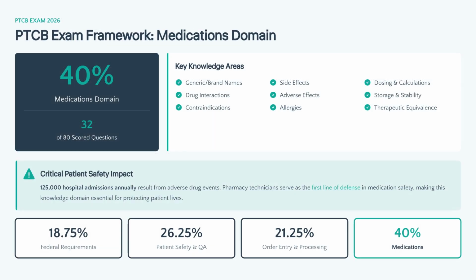The medications domain accounts for 40% of the scored questions on the PTCB exam. Key areas include generic/brand names, drug interactions, contraindications, and, critically, side effects, adverse effects, and allergies.